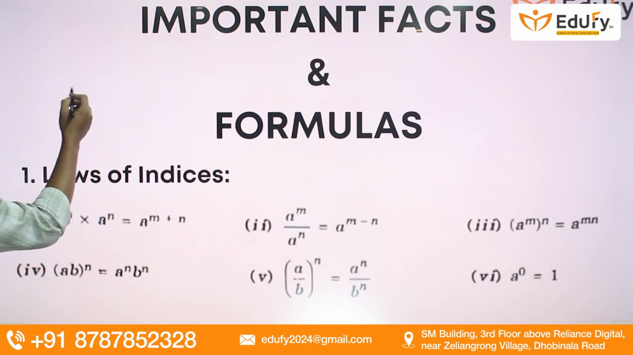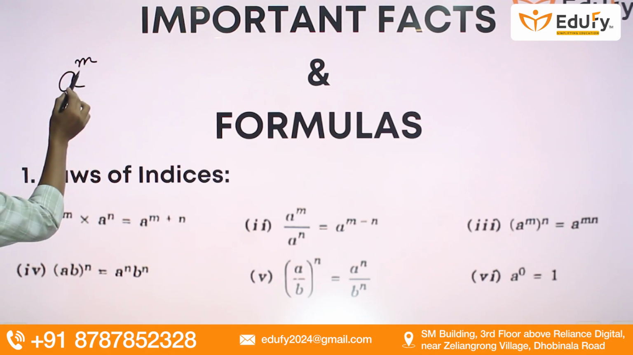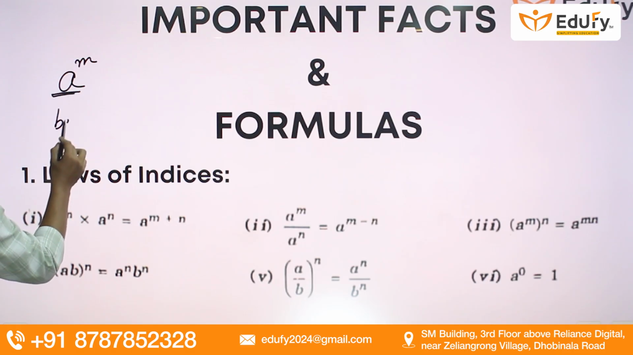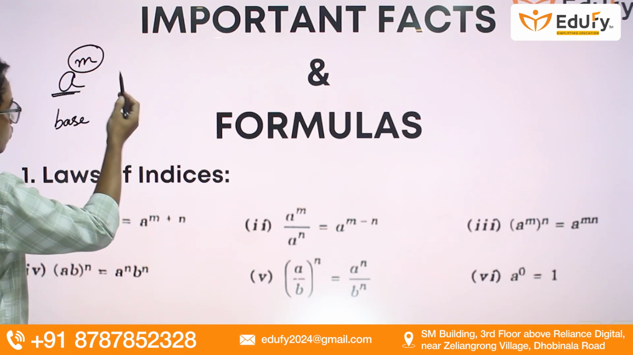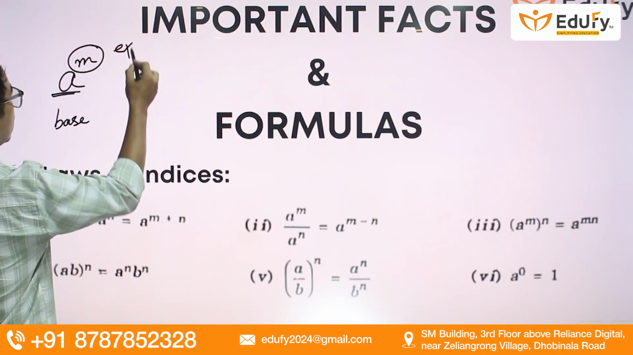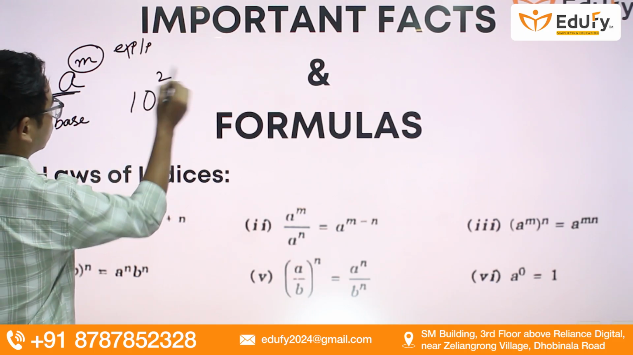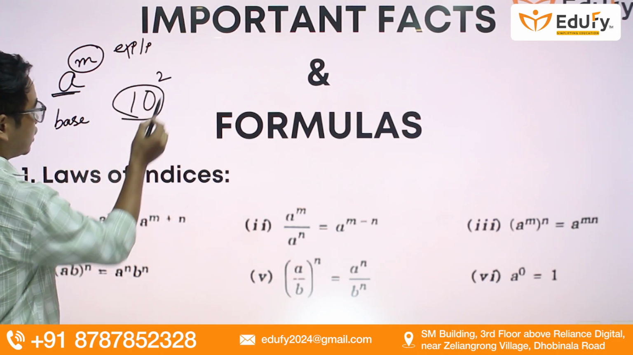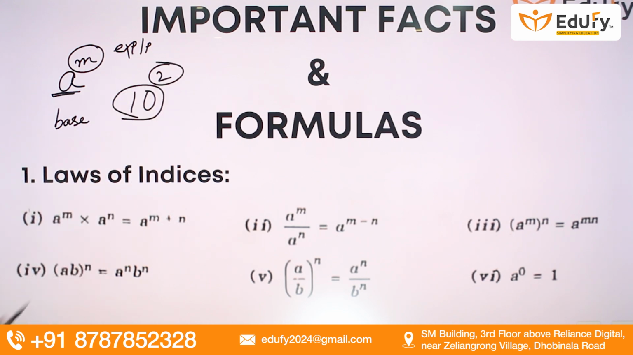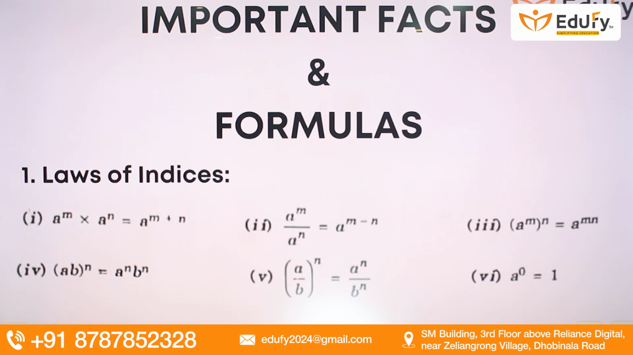Now whenever we write a to the power m, this a is called the base, and this m is called the exponent or the power. For example, if I write 10 to the power 2, then 10 is the base and 2 is its power or exponent. So for this we will get some questions, and to do that we need to first know the formulas. This is the first formula where a to the power m into a to the power n means where the base is same, we need to add the powers.